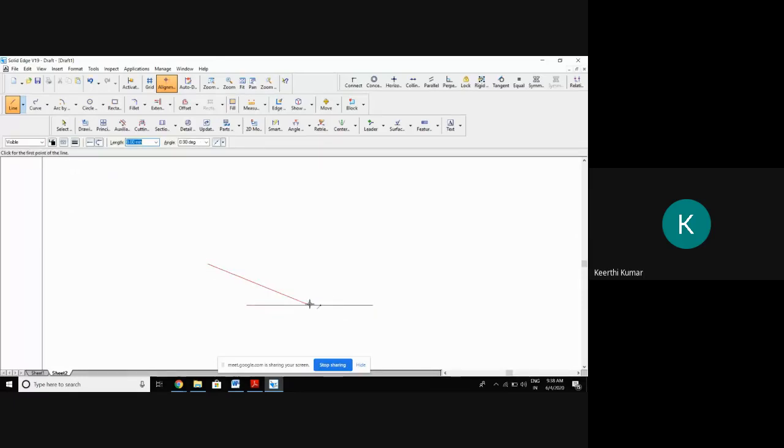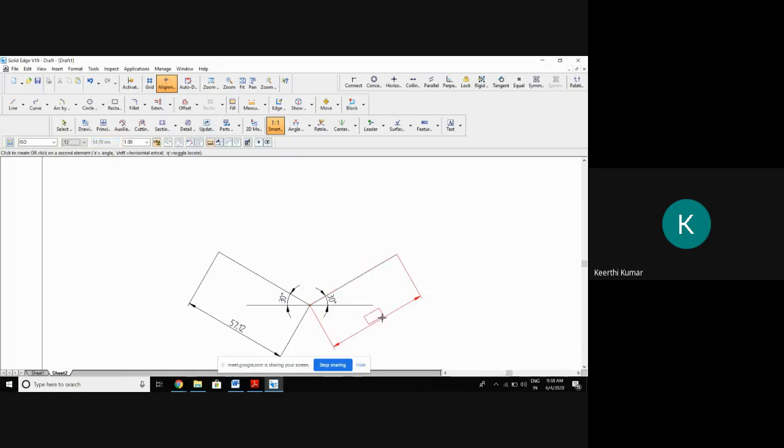70 this side, 70 this side. Again, parallel, if I draw 70, 70, I'll make that. So this is 30 degree. This is also 30 degree. And the length of this line should be equal to the diameter, that is 70 into 0.8164. Then again here, 70 into 0.8164. Finished. Then draw the line from here to here.